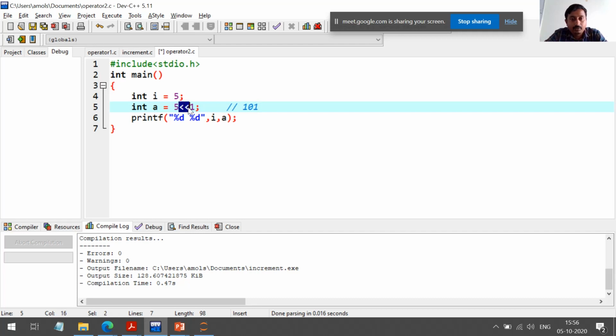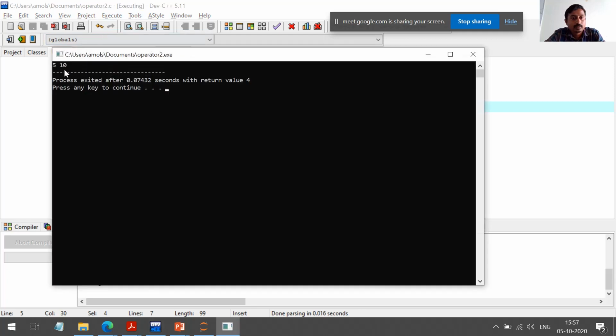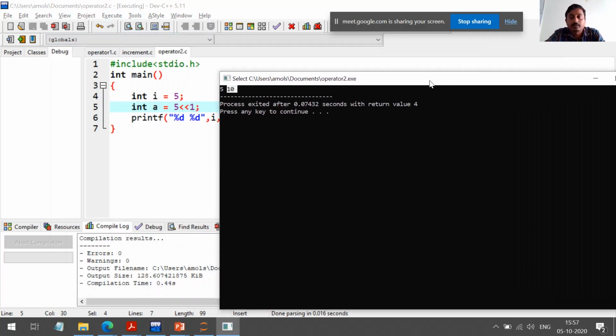And left shift by 1 means what? These 3 digits will be shifted to the left by 1, and on the rightmost part 0 will be appended. Now the integer equivalent of this number is 10, right? This was 5, and it is left shifted by 1. On the rightmost vacant place 0 will be inserted. So now it is 10, so the value of A will be 10. If I run this, you will get 10. As you can see, you will get 10.